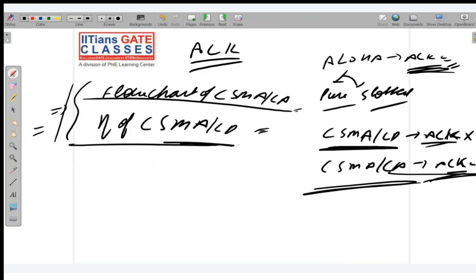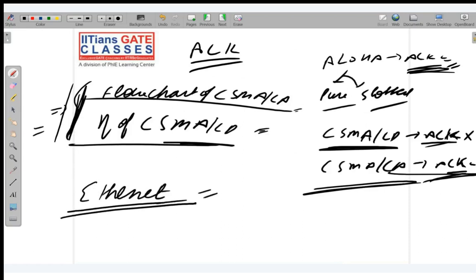Then controlled access, where we had token passing and other protocols, is not in the GATE syllabus. And channelization, FDMA, TDMA, CDMA, are also not in the GATE syllabus. So more precisely, your multiple access protocols will be over. After these two small topics, we will jump to a very important protocol, Ethernet. What is Ethernet, why we want it, and so on. We will study from scratch. Then slowly we will jump to the other topics also.